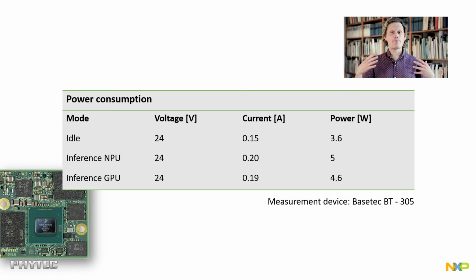So now let's look at the power consumption of the device. If you look at the idle mode, we only have 3.6 watts. If you look at inference on the NPU, we get 5 watts. And if we run the device in inference on the GPU, we have 4.6 watts.